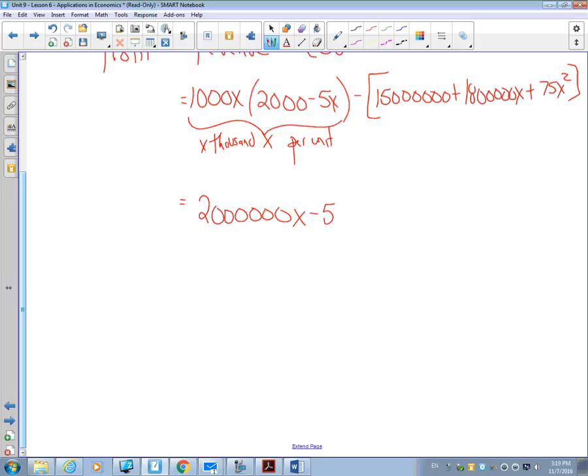And 5,000 x squared. We're going to deal with all our signs over here, right? The negative sign in front. So 15 million and 1.8 million and minus 75x squared. And let's collect our like terms. We should get 5,075x squared.